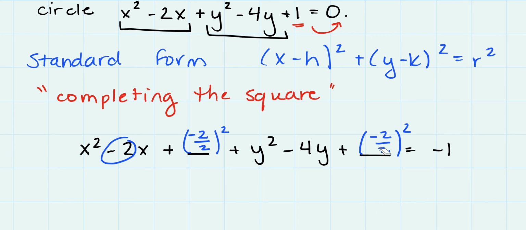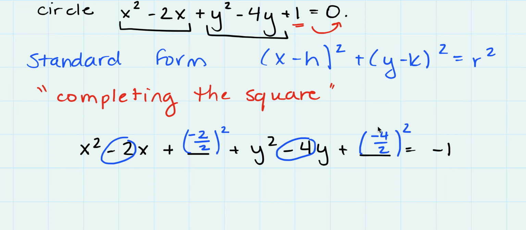Oh, sorry. Before I do that, what I meant to say was I take this one, -4, divide it by 2 and square it. We don't want to add the same thing. We're taking what's in front of this y. So let me repeat that. I take what's in front of the x, divide it by 2, and I square it. Here I'm going to take what's in front of the y, which is a -4. I'm going to divide it by 2, and I'm going to square it. And that's what's going to go on this side.